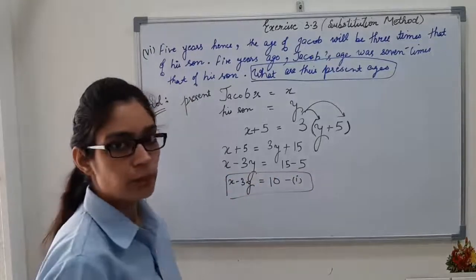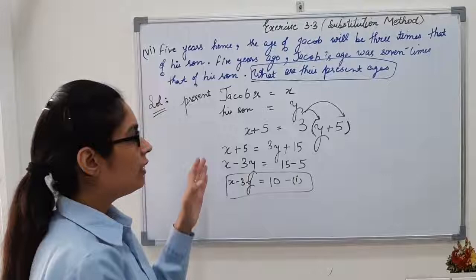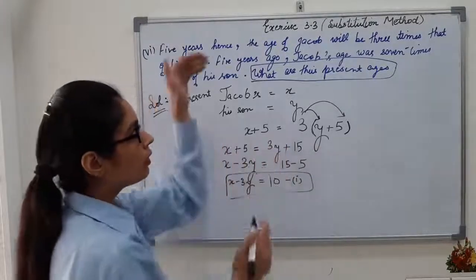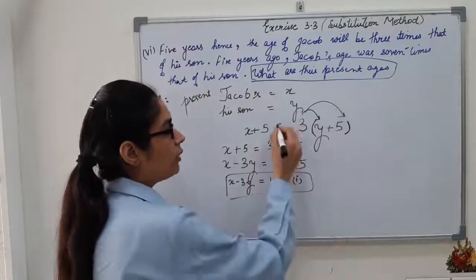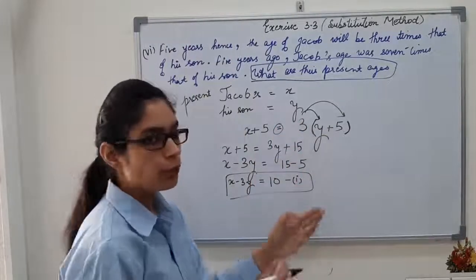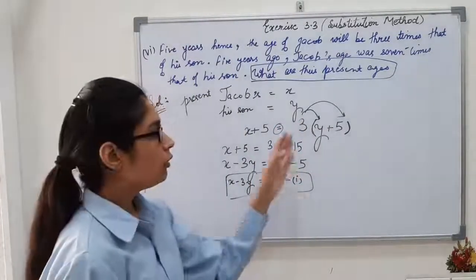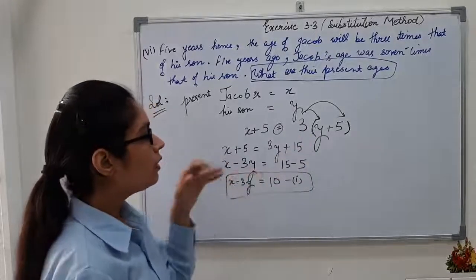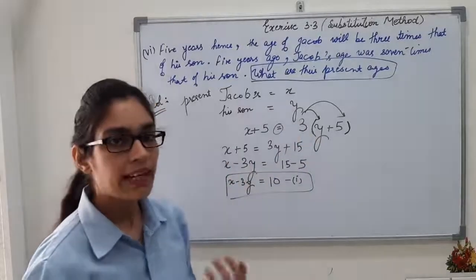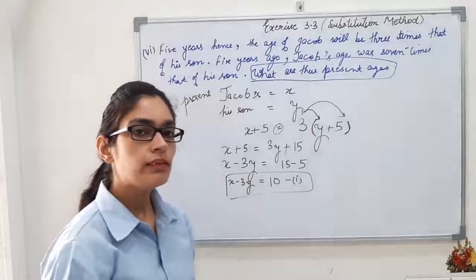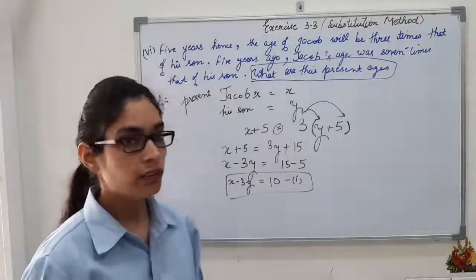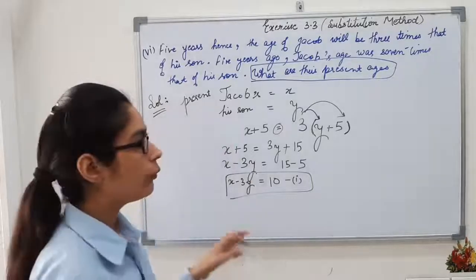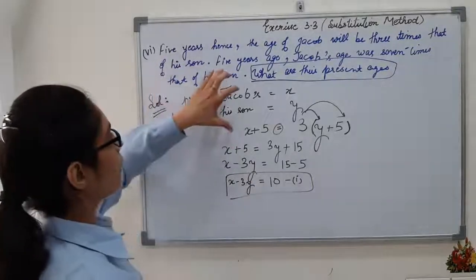So it was pretty much simple. Same way, always try to just go word by word and put the signs. "Is" means equals to, "of" means you have to put a bracket and multiply. "Exceed" means plus. This way you have to relate words with the signs, and once you understand that, it will be very easy for you to make an equation. Now let's make the second one.